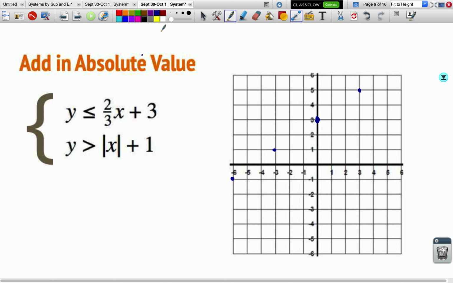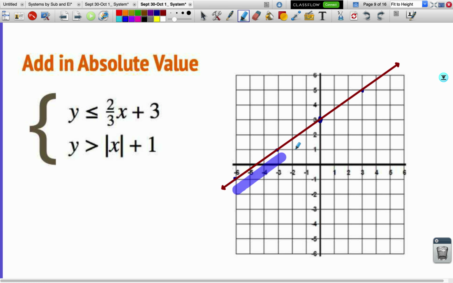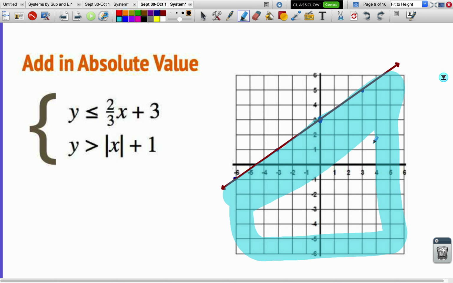This has the or equal to part, so I want to connect this with a solid line, showing that points exactly on this line do work to solve that top inequality. And then this is a less than, so I shade the lower side of this line. Let me pick a lighter color here. All right, shading down here. All right, on to our next one.